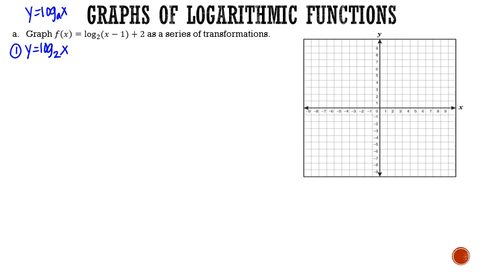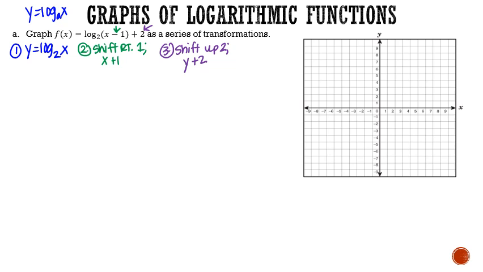So if I start with that function and I have it go through a series of transformations, the first transformation I would deal with is this minus 1 inside with the x, which means we're going to shift it right 1, which takes your x values and adds 1 to them. And then I'll see that we have this plus 2 on the outside, which means I'm going to shift the graph up 2 units, which means I'm taking my y values and adding 2 to them.